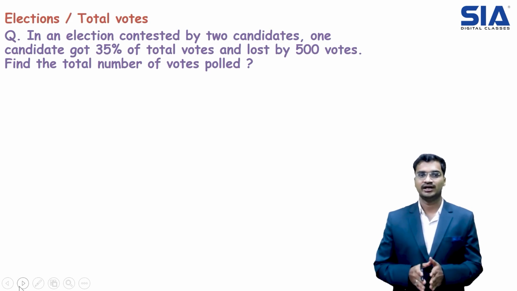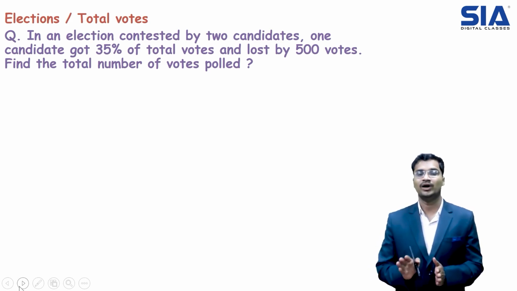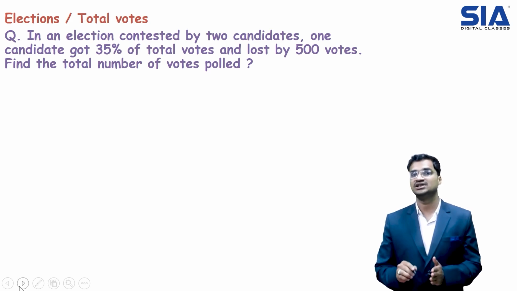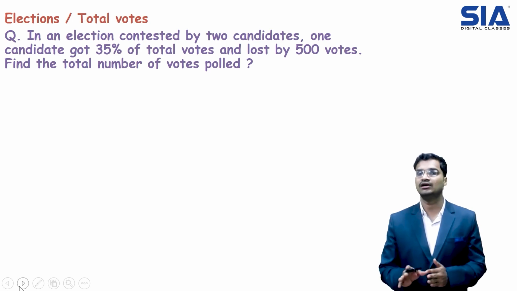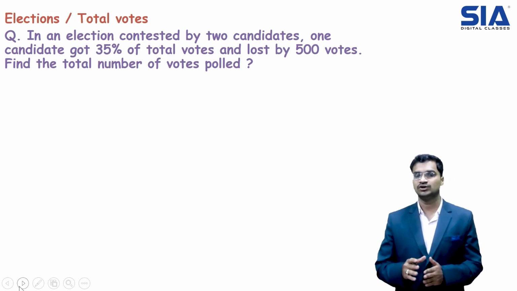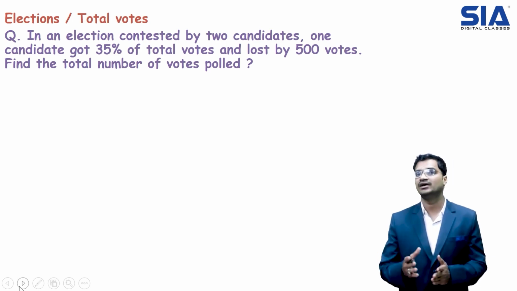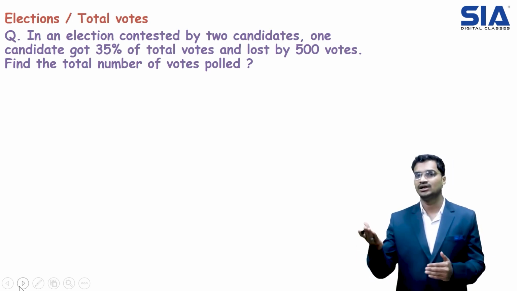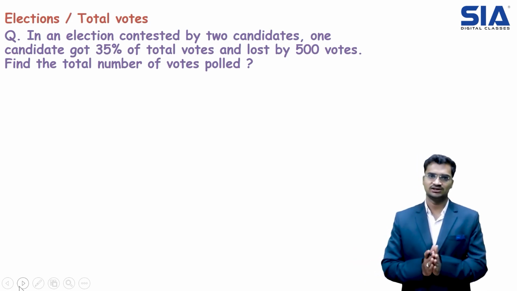In an election contested by two candidates, there are only two candidates in the particular election. One candidate got 35% of total votes and lost by 500 votes. So here he is saying that the candidate has lost by 500 votes. So the difference between the winning candidate and the losing candidate is 500. So let us solve this question.